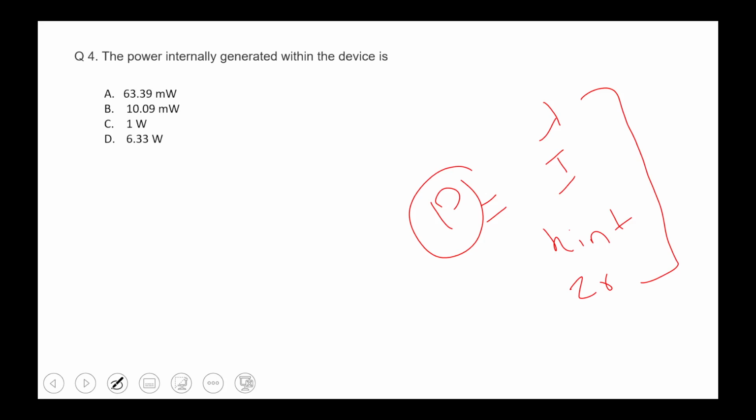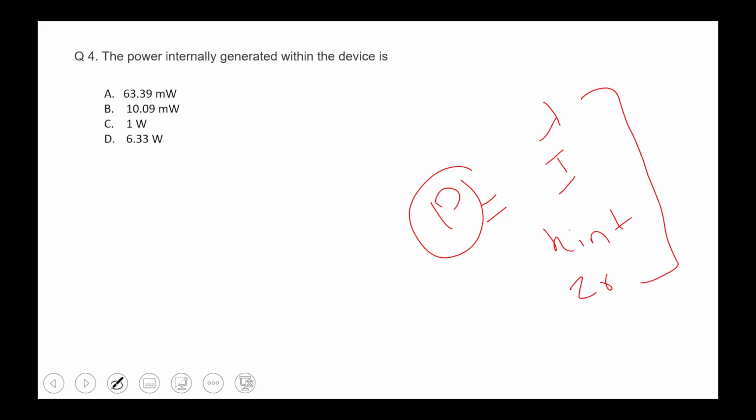Has anyone solved these questions? Can you provide any hint? Yes, sir. So Kusagar, how can you solve this? Can you explain that? How did you solve these questions? Can you give the hint?